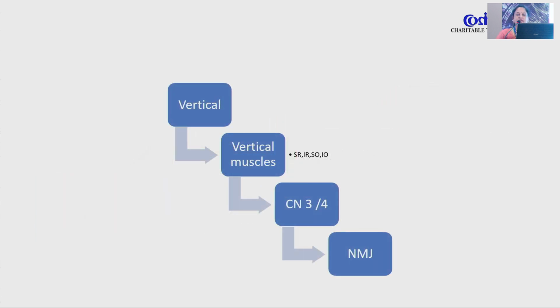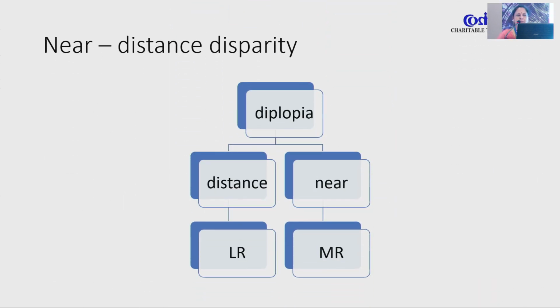If it is vertical, it has to be something to do with the vertical muscles: the superior rectus, the inferior rectus, the superior oblique and the inferior oblique. So you know the nerves that supply these muscles, that is the third and the fourth. So you have to differentiate between the third and the fourth. Or it could be a problem with the neuromuscular junction again. Always look at the near-distance disparity. This you can detect with your cover test.